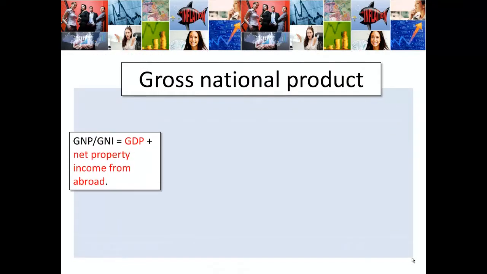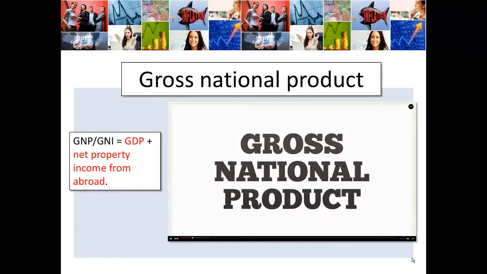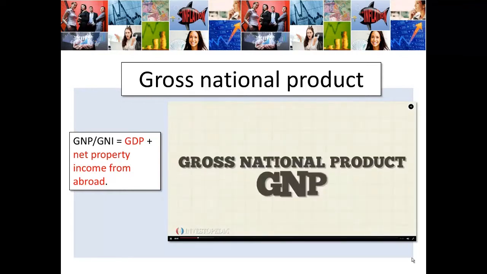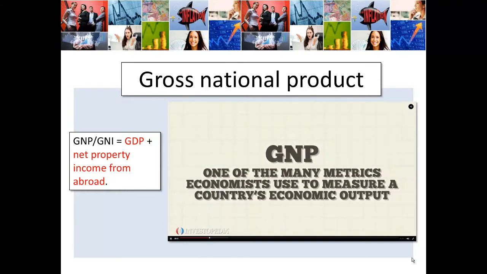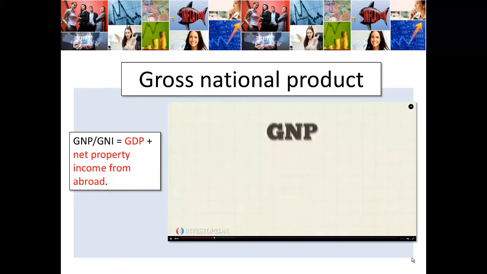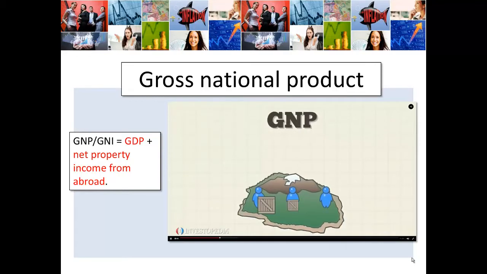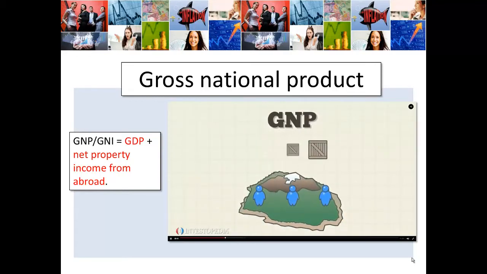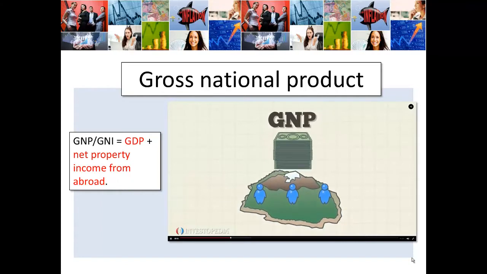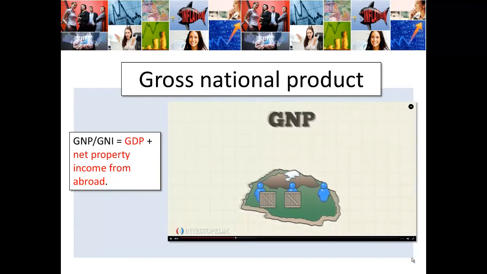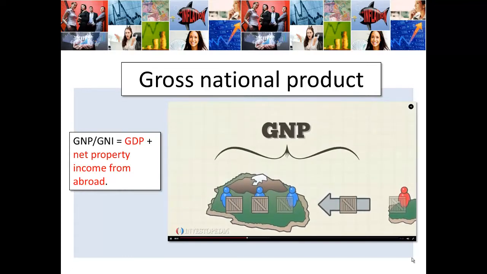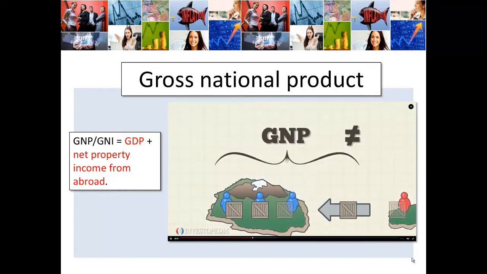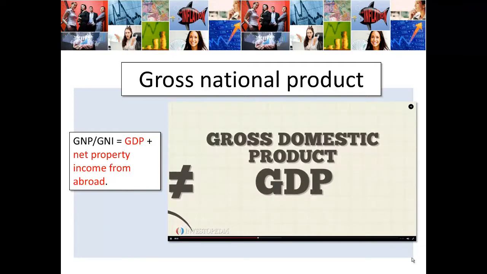Very similar to GDP is another measure of national income and national output, and this is gross national product. Gross national product, GNP, is one of the many metrics economists use to measure a country's economic output. For any one year, GNP equals the market value of all the goods and services produced by the citizens of a country, whether those goods were produced inside the country or manufactured elsewhere. Although similar, gross national product is not the same as the more frequently used gross domestic product, GDP.